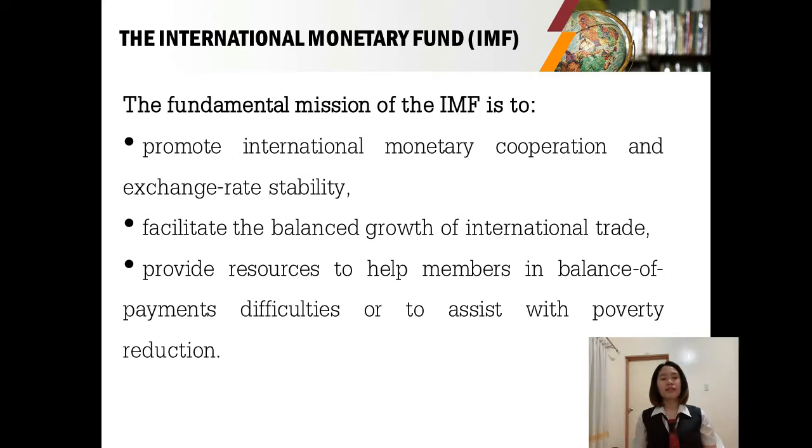So, the fundamental mission of the IMF is to promote international monetary cooperation and exchange rate stability, facilitate the balanced growth of international trade, and provide resources to help members in balance of payments difficulties or to assist with poverty reduction. So, the IMF was created to help countries maintain the value of currencies and to avoid the trade barriers and high interest rates that helped cause the Great Depression, which is the severe economic downfall.